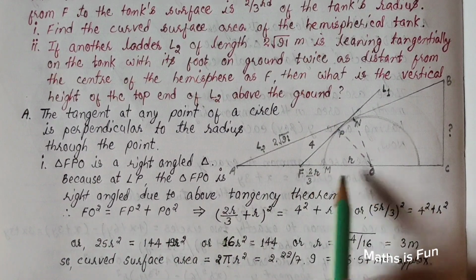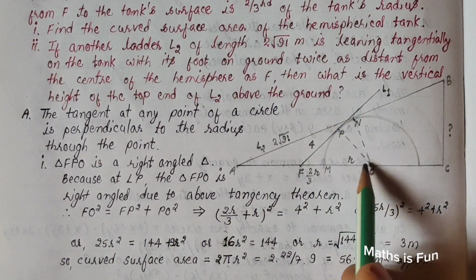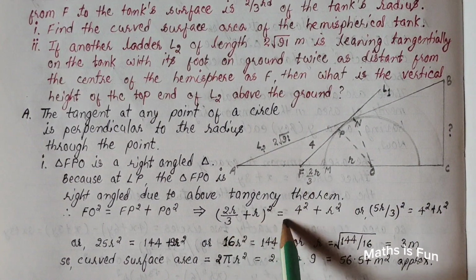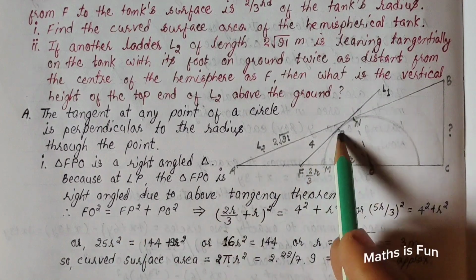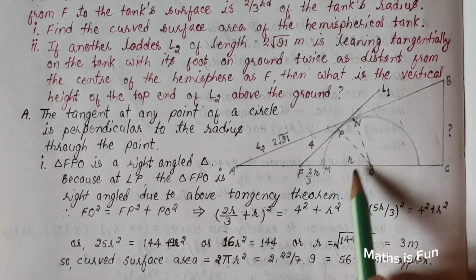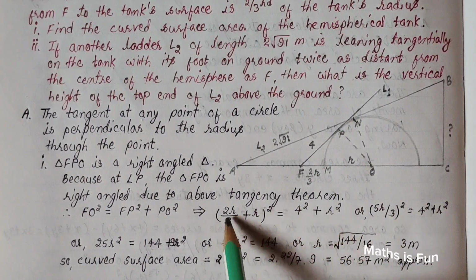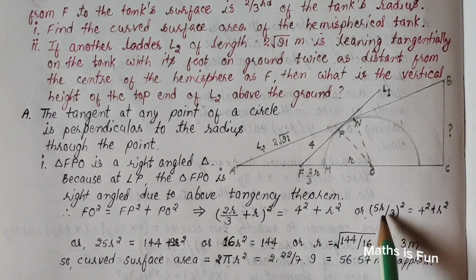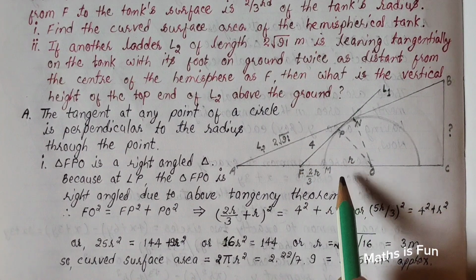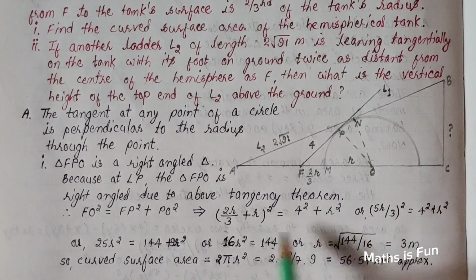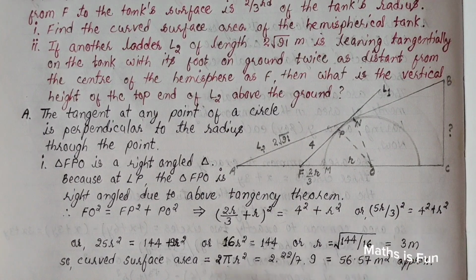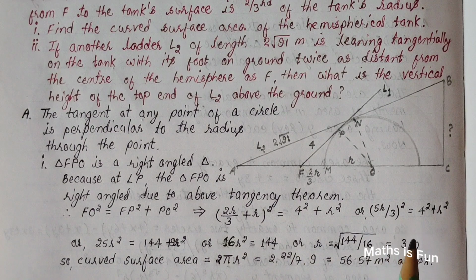So FO is this radius R plus 2/3 of R, squared, equals, FP is already given as 4, so it is 4 square, and PO is also a radius, so R square. Now if we add these two parts, we get 5/3 of R. So this length FO is 5/3 of R. We square it. Upon simplifying this, we get that R is 3 meters. Now we are to find the curved surface area.